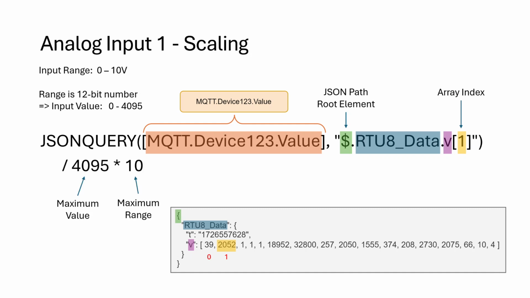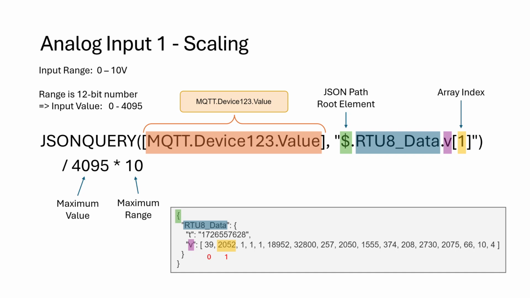The input range of an RTU8 analog input is 0 to 10 volts, and the raw value for this range is 0 to 4095, because the analog inputs are encoded as 12-bit numbers. There are a few approaches you can take. The first is to hardcode the scaling factors into the calculation formula directly, as shown here.